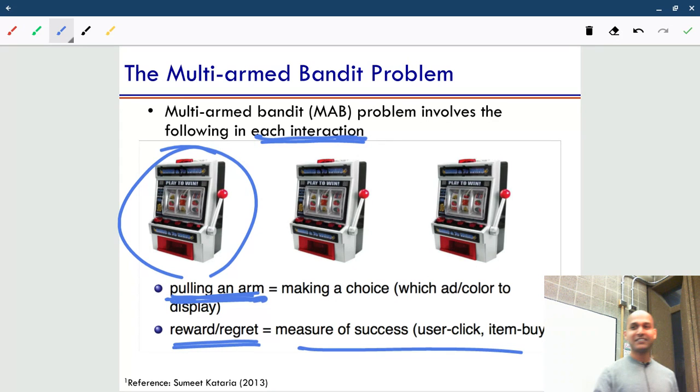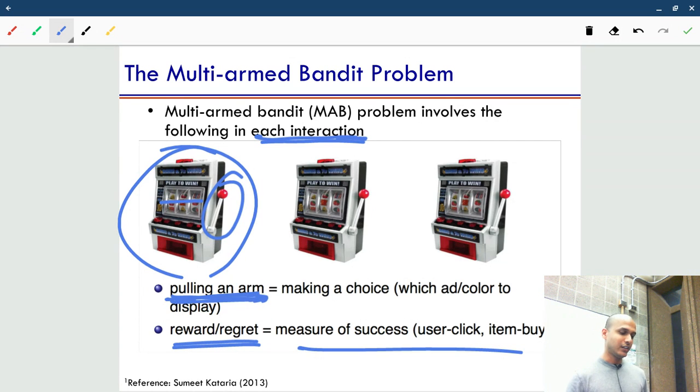So slot machines, yes, these days they just have buttons, but they also have these arms. You pull the arm and hopefully these symbols are aligned, and then you get a huge payoff. And to play this, you pay some initial money, 10 cents or a dollar, and you may get some money or you may not get any money. So that's pulling an arm.